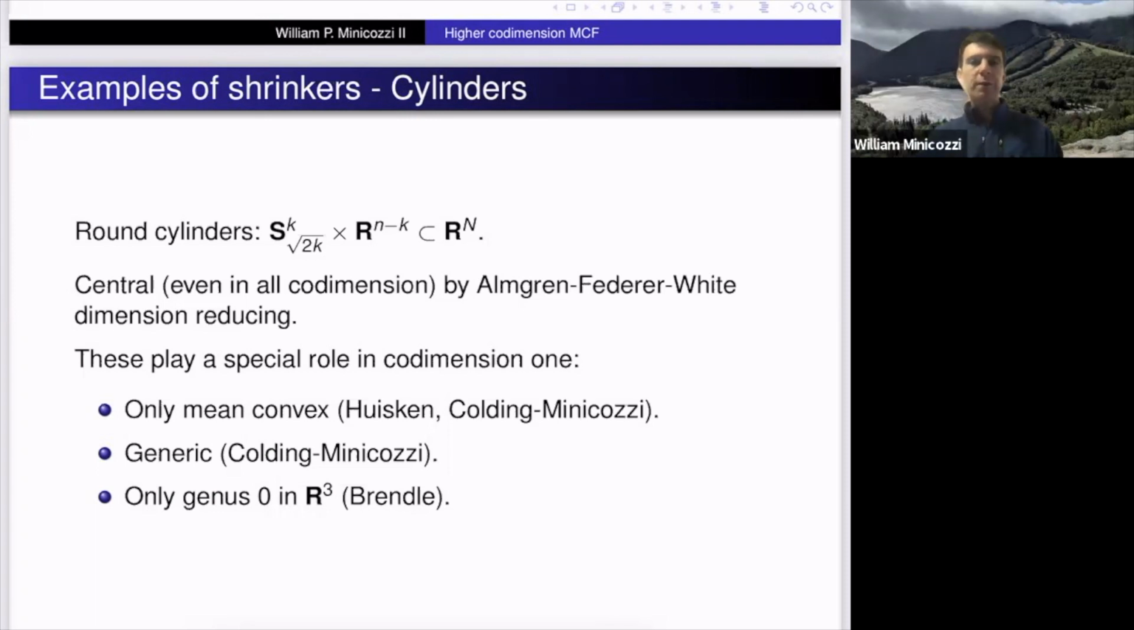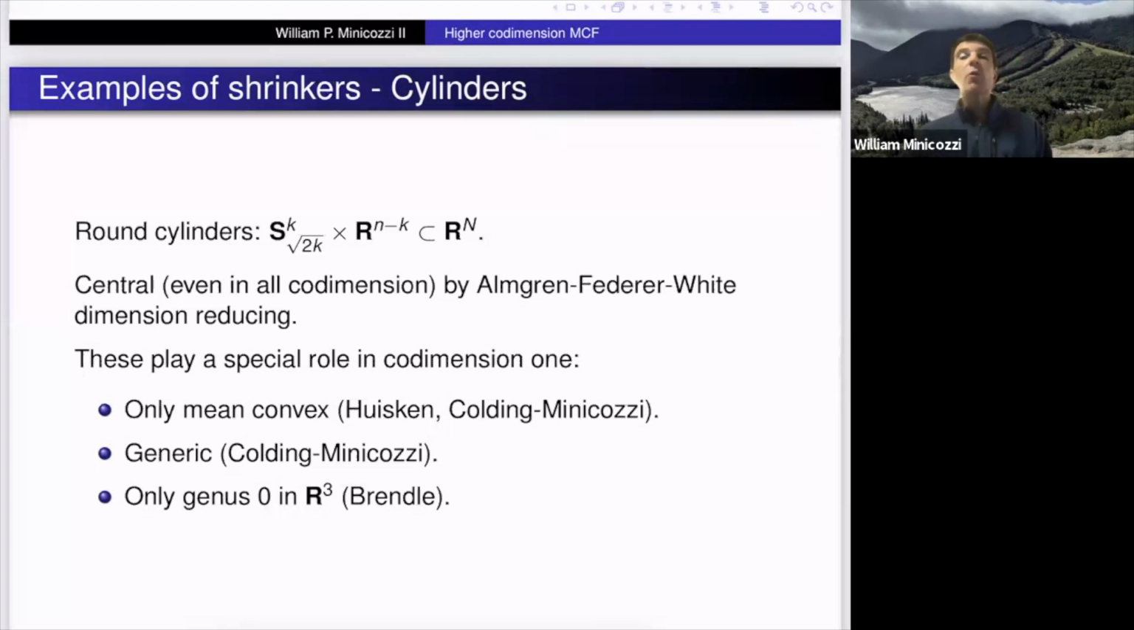The Almgren-Federer was done in the elliptic case, and Brian observed a parabolic version of this dimension reducing. And so that's why these are the ones that we're most interested in understanding. So in codimension 1, there are 3 other reasons why you might be most interested in cylinders.